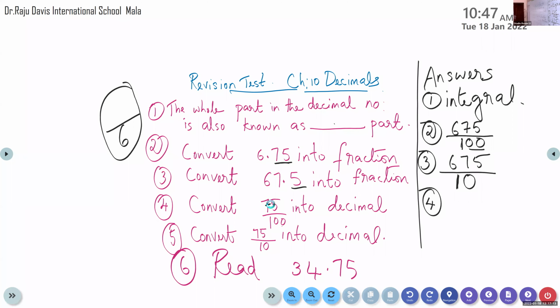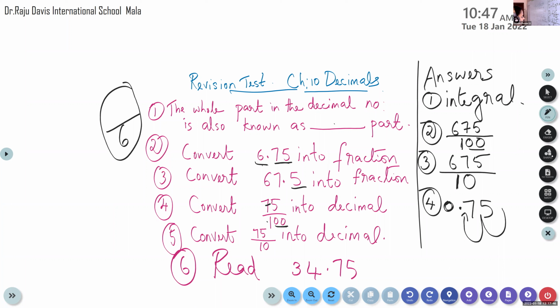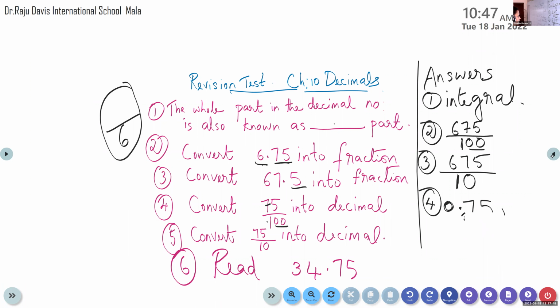See children, what we are doing here in converting the fraction is just the reverse of decimal to fraction. You have to see here 75 by 100. First I will write the number, that is the numerator. Then count how many zeros. 2. So after 2 digits from the right, I will put the decimal point. There is no number before it, so the integral part is 0. So how to write that answer? 0.75. Very good. Ma'am, can I tell the next one? Yes, tell me question number 5.